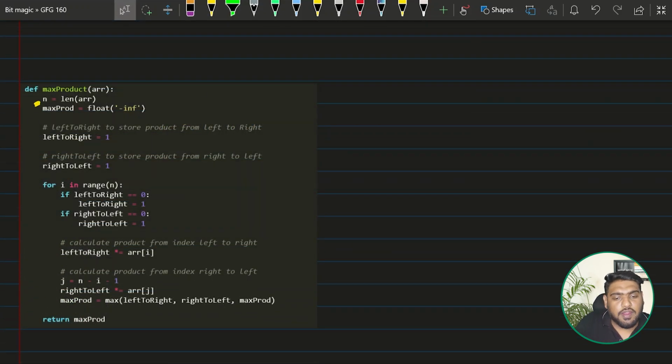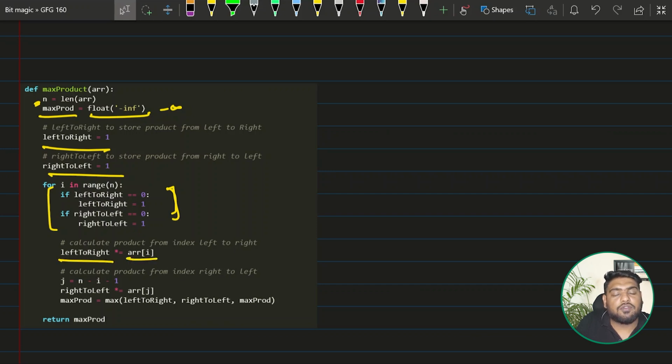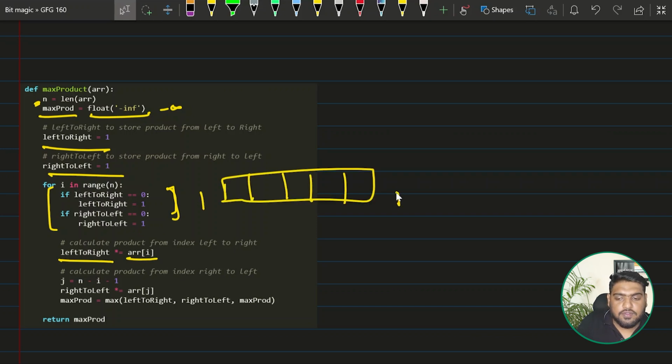I have kept the track of n. I have made this variable maximum product, for which I have given negative infinity initially, so that whatsoever new value I get, any bigger value, I keep on storing in that. I have made two variables here, left to right and right to left. Initially, what have I done? I have said, okay, this is the 0 condition. After it, left to right we are going to begin from arr[0]. Left to right is 1, right to left is 1.